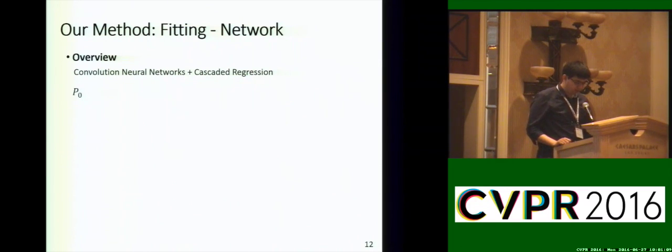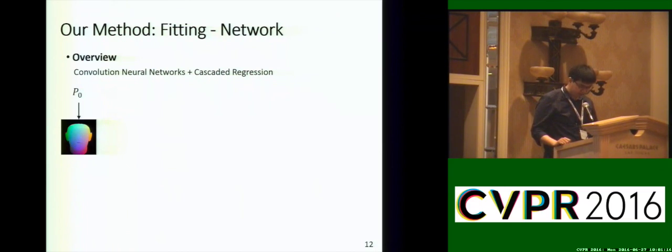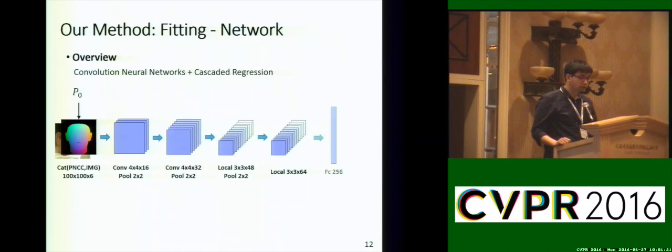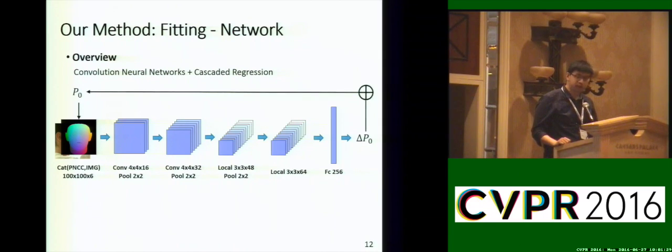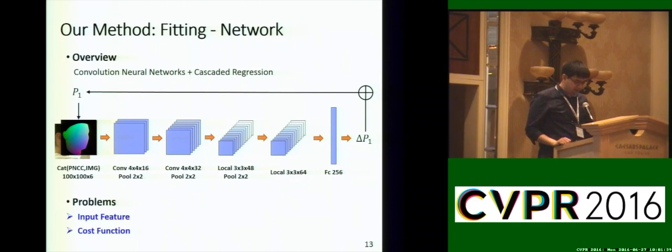Okay, let's take an overview. Given an initial parameter P0, we construct a specially designed feature, PNCC, which we will introduce later. We stack it with an input image and send it to the CNN. The CNN outputs a parameter update delta P0, which is used to generate a better parameter P1. And afterwards, the next iteration begins. To realize this cascaded CNN, two problems need to be solved: the input feature and the cost function.